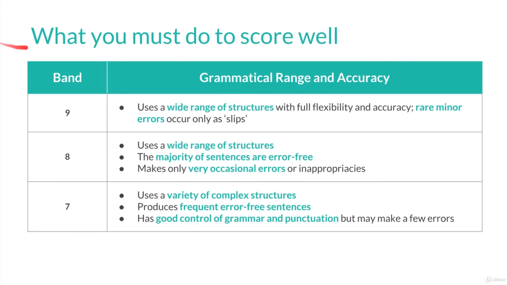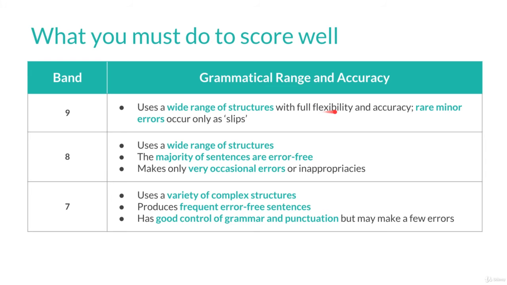Now let's look at what you need to do to score well on the grammar category. To perform well on the grammar category, firstly, you have to use a wide range of grammatical structures. Grammatical structures include things like the compound sentence, complex sentence, relative pronouns, active voice, passive voice, and so on. We're going to cover all of this in much more detail in the future lessons.